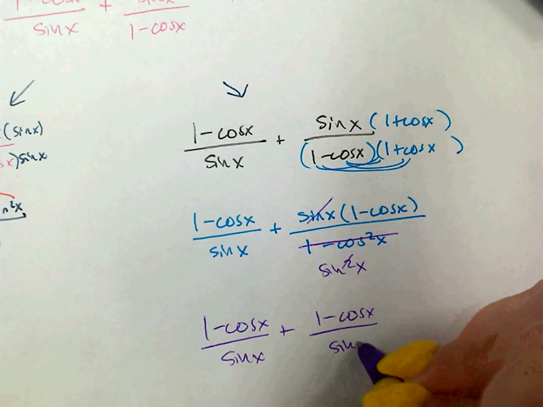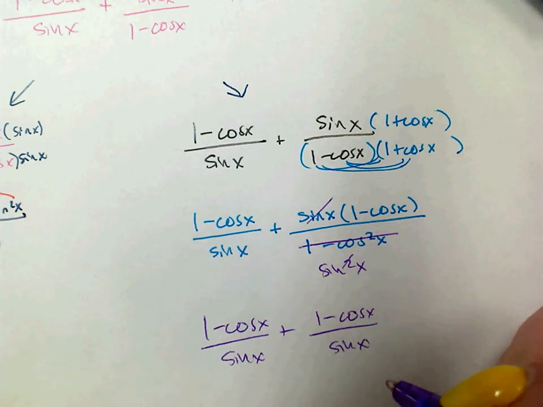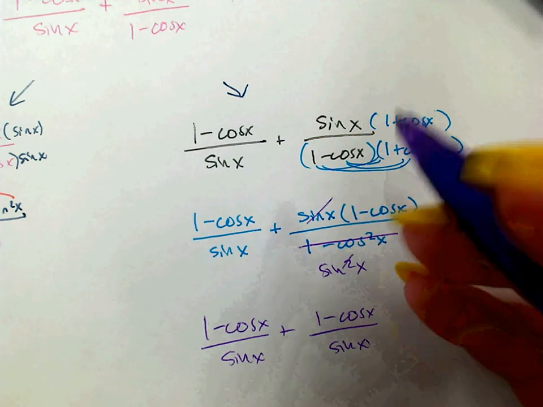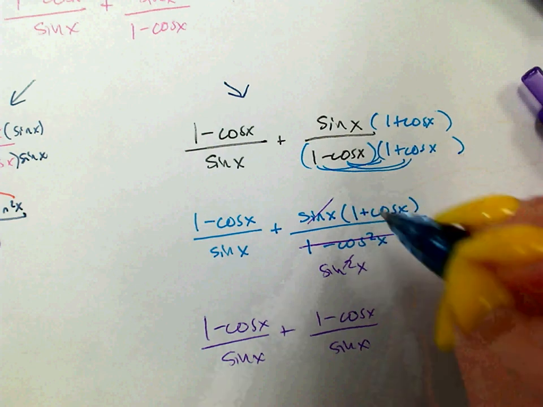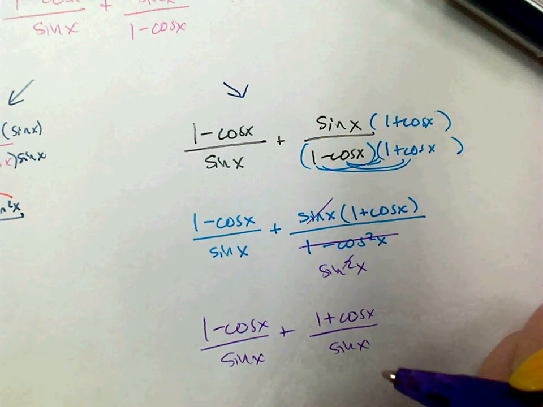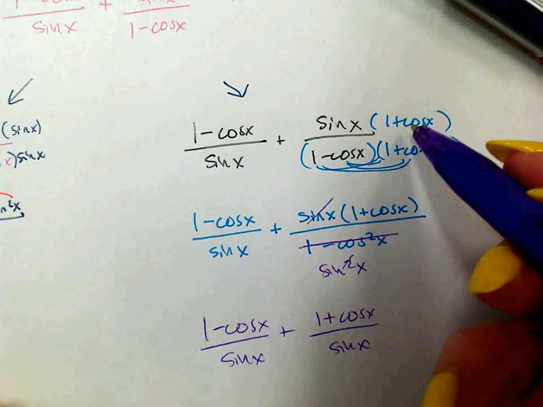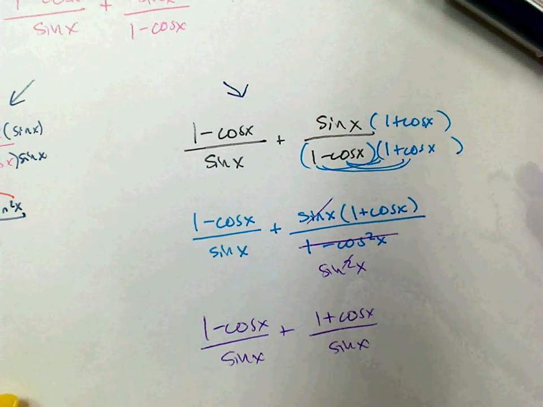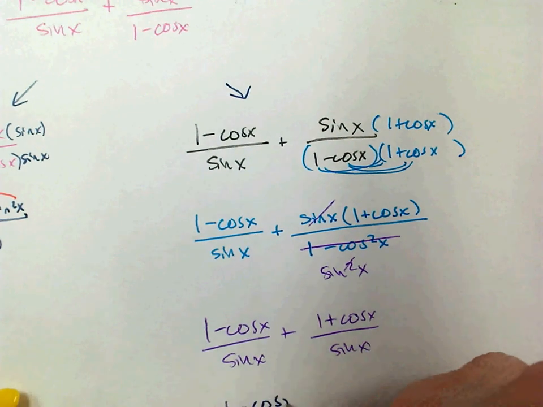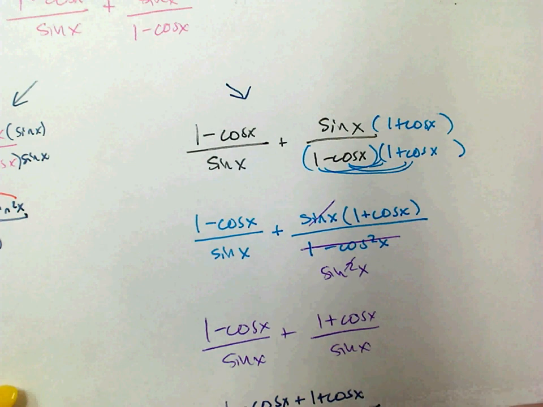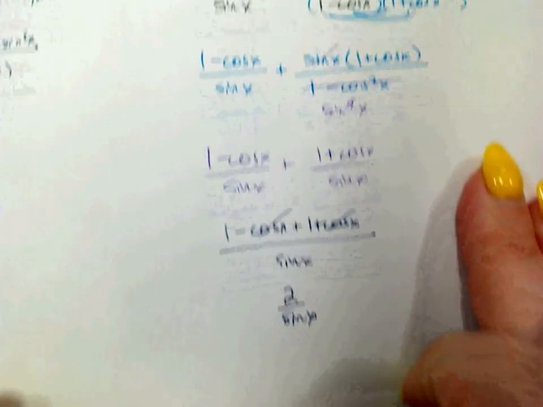Interesting. This was only 2 cosecant. Oh, why did that become minus? That's a plus. Dang it. They're probably yelling at me. Okay. So this is a plus, which means when I add them, I get 1 minus cosine plus 1 plus cosine, because they already have a common denominator of sine. The cosines simplify out, and I'm left with 2 over sine, which is 2 cosecant.